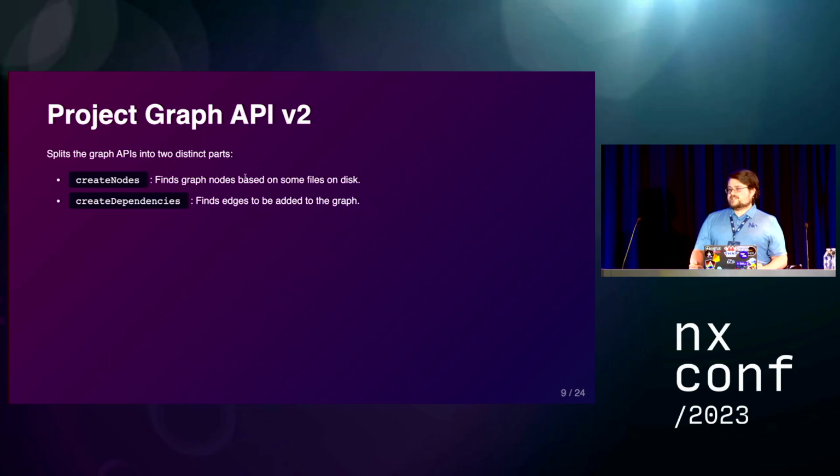So how did we change that with V2? With V2, we still have 2 distinct parts, but there's no overlap between these parts, and they have very specific purposes. So now we have a create nodes function and a create dependencies function. What they do is exactly what it says. You have a create nodes function that's able to find the graph nodes based on your disk files, and a create dependencies function, which adds the edges between those nodes.